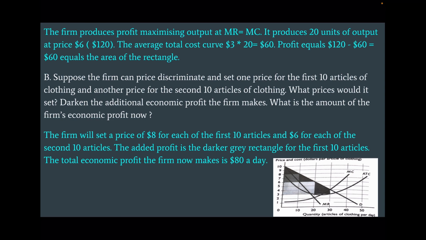The added profit is the darker gray rectangle for the first 10 articles. The total economic profit the firm now makes is $80 a day.